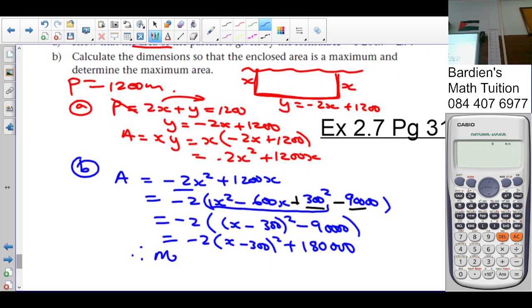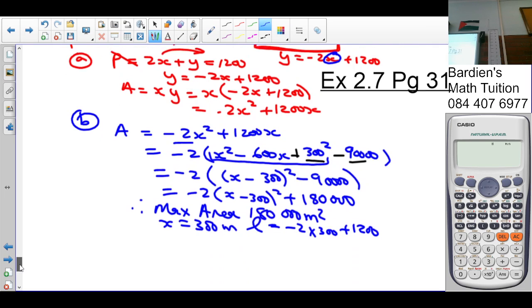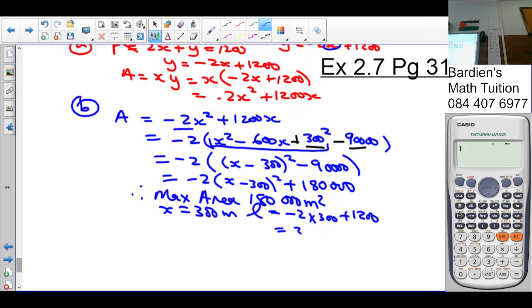Okay, so therefore the maximum area would be 180,000 meters squared, and the dimensions would be an x value of 300 meters, and your length is going to be negative 2 times 300 plus 1200. That gives me negative 600 plus 1200, so it's going to be 600 meters. You understand? Any confusion there? No? I want you to do number 5. Your homework is number 5 of exercise 2.7 on page 31.